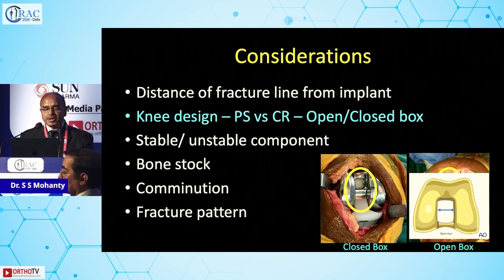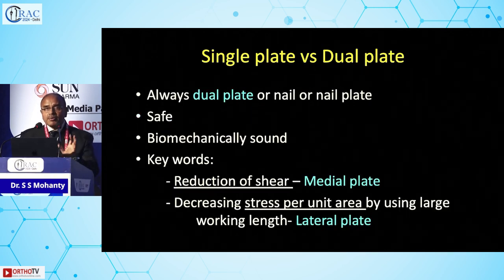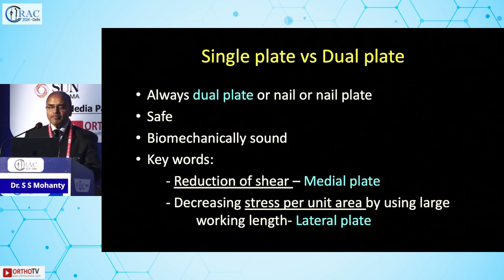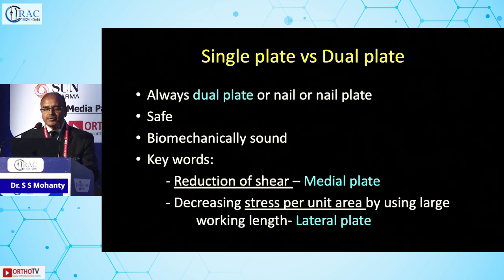Whether the implant is stable or unstable, what the available bone stock is, whether there is any comminution, and what the pattern of the fracture is. Whether to go for a single plate or dual plate: always dual plate or nail plate combination is better. It is safe and biomechanically sound, because the medial plate helps to reduce the shear forces on the medial side, and a long lateral plate with a large working length helps to decrease the stress per unit area on the lateral side.